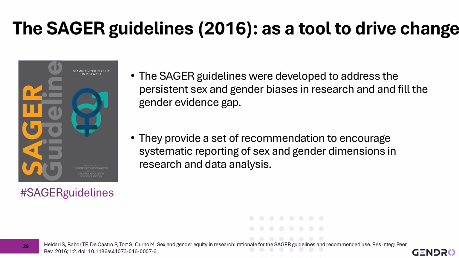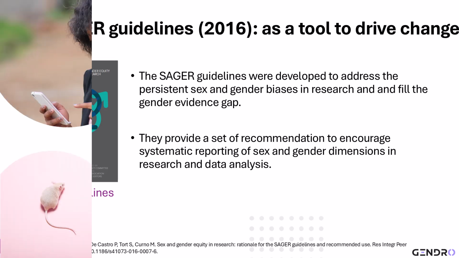And they were initially developed to address the persistent sex and gender biases in reporting practices, but they can also be applied to research across the different sectors and different disciplines, with the aim of filling the gender evidence gap. And it provides a set of recommendations to encourage systematic reporting of sex and gender dimensions in research and data analysis, as well as a number of tools that can be used to that end.